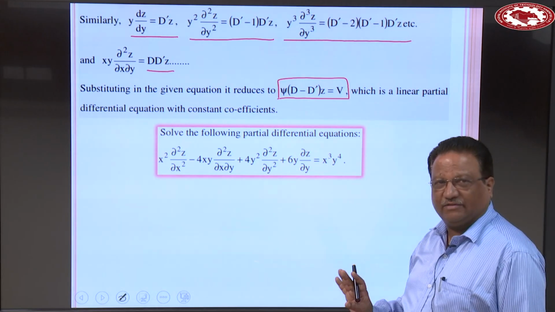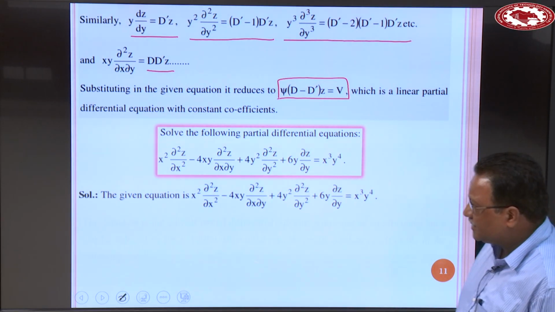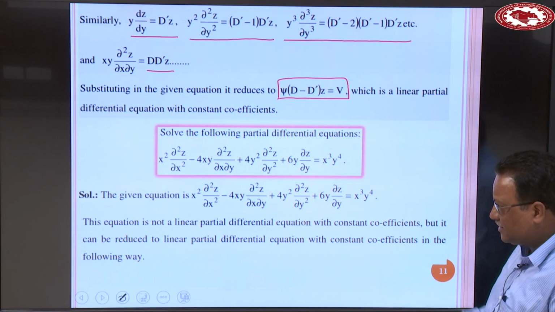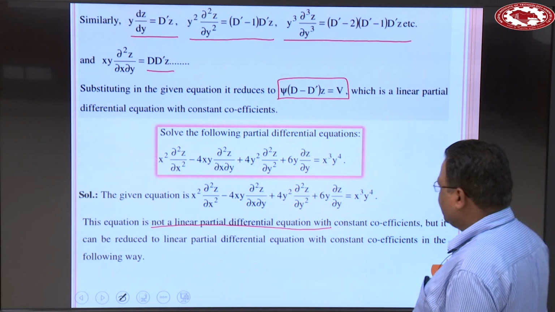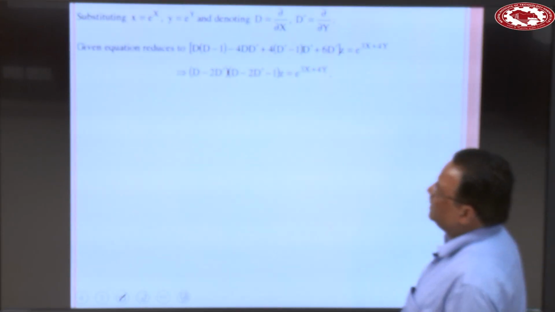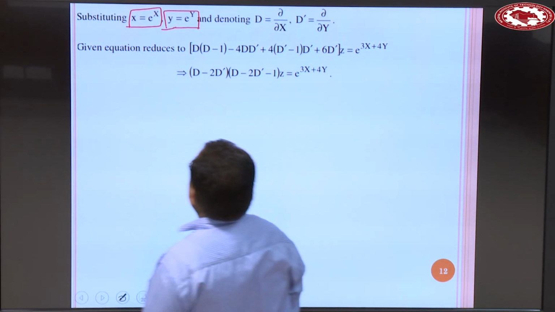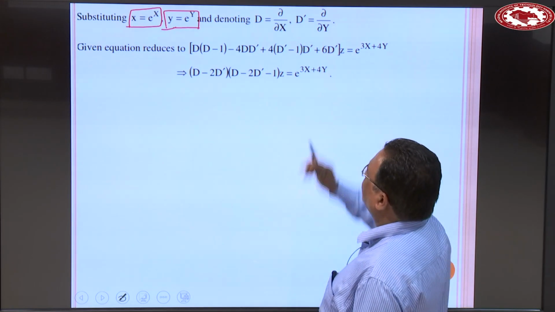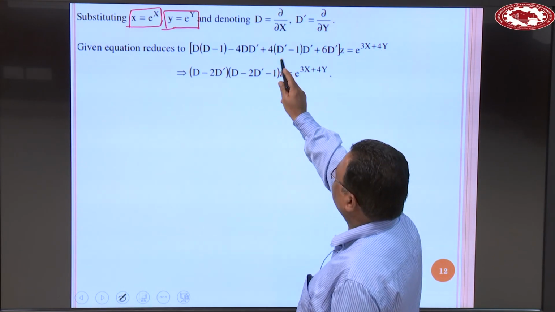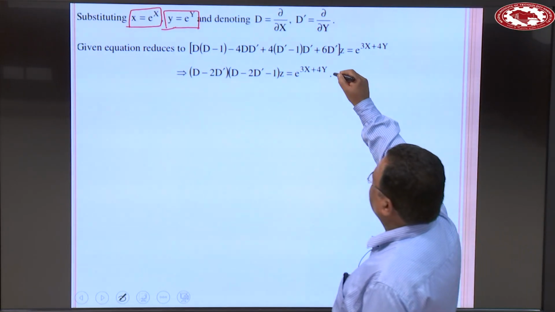Okay. So this equation is not with constant coefficients, but here coefficients are variable, but we can reduce this equation to a linear partial differential equation with constant coefficients by substituting x is equal to e raised to power capital X, y is equal to e raised to power capital Y. So this equation is not a linear partial differential equation with constant coefficients, but it can be reduced to a linear partial differential equation with constant coefficients in the following manner. So substitute x is equal to e raised to power capital X, y is equal to e raised to power capital Y, and denote D is equal to curly over curly capital X, D dash is equal to curly over curly capital Y. Then this equation becomes (D(D minus 1) minus 4DD dash plus 4D dash(D dash minus 1) plus D dash plus 6D dash)z is equal to e raised to power 3X plus 4Y, and that can be written like this way.